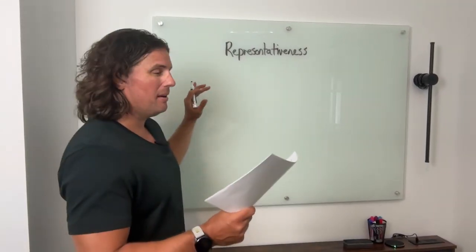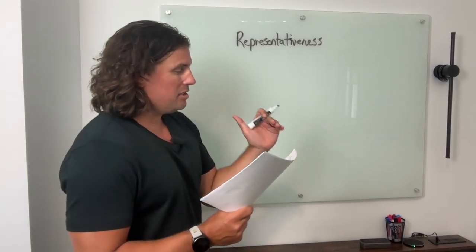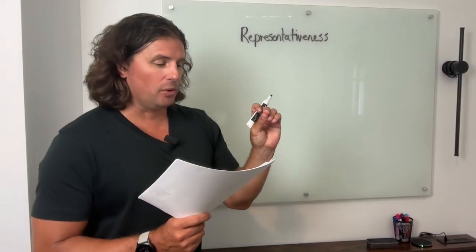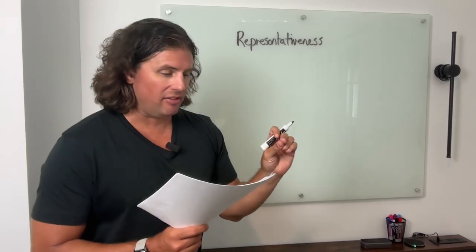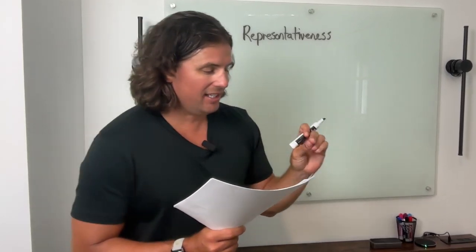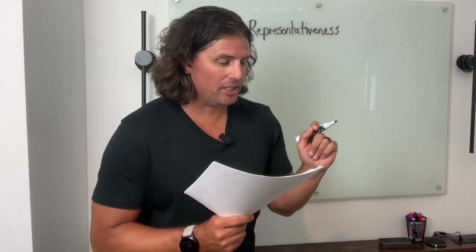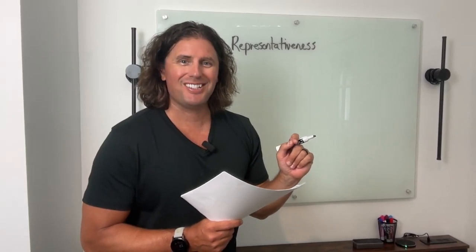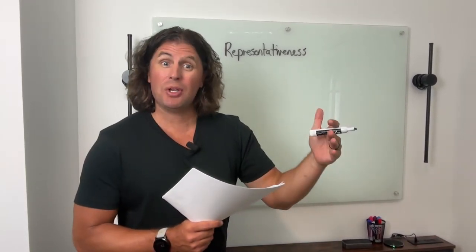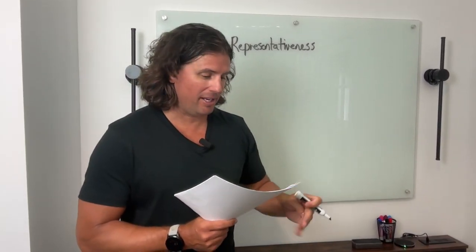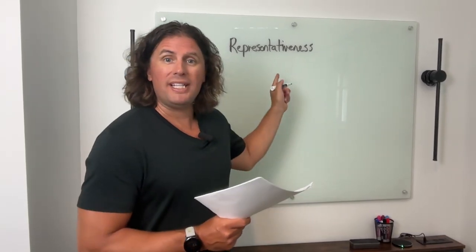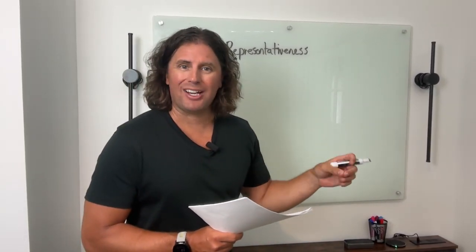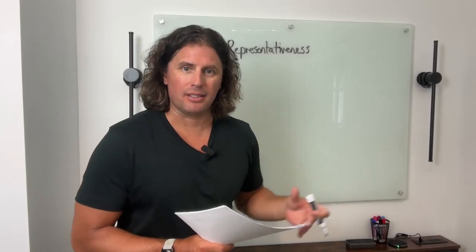Okay? So this is, formally speaking, says we judge probabilities by the degree to which A is representative of B. That is, by the degree to which A resembles B. There's your textbook definition. May I jump in and provide an alternative one that makes more sense? We see patterns where they don't exist. We interpret patterns where they don't exist.